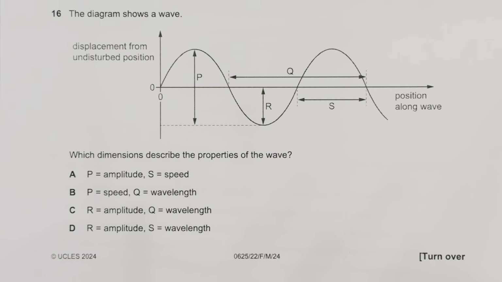This is right. Now Q is the wavelength. Wavelength is the distance between two consecutive crests. Yes, this is the right answer. Q is the wavelength. S is not the wavelength. So option number C is carrying the right answer.